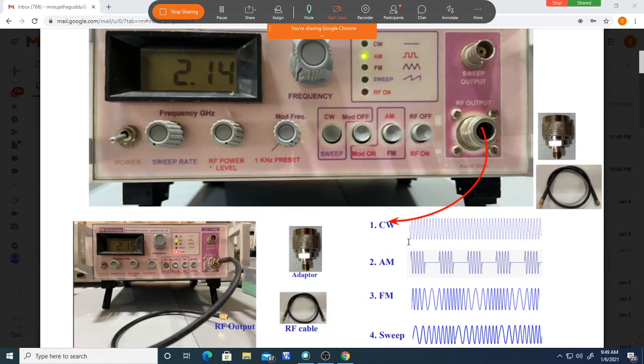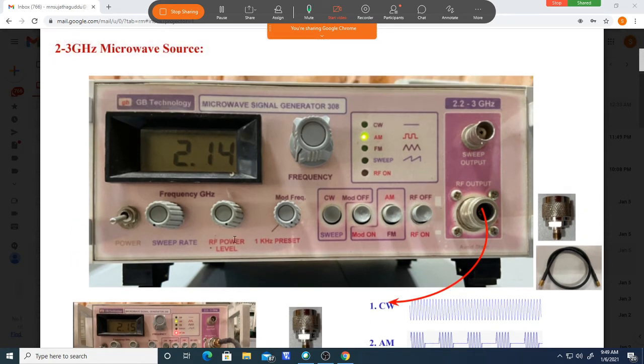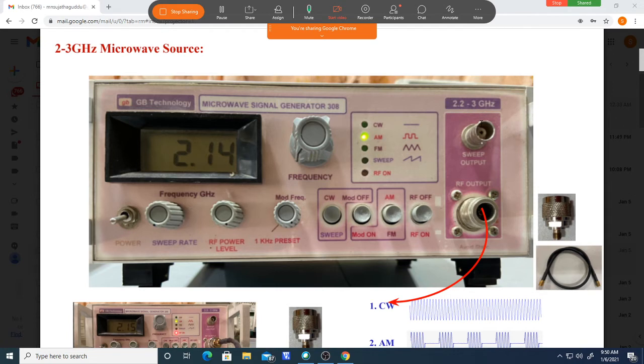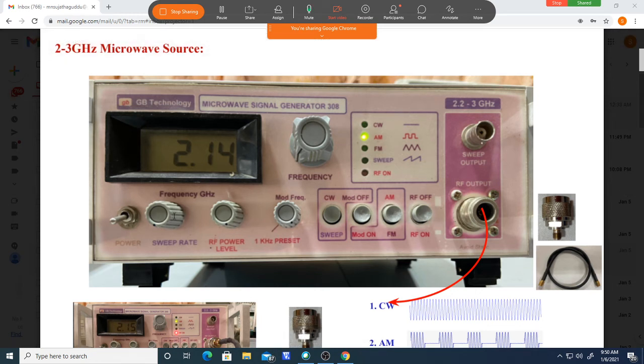Okay, that is the purpose of this knob, RF power level, do not confuse. I think I told about all of this, and this one we are not using. It is for some other application, so I am not telling about this. This also, do not bother. Sweep rate, sweep signal, we are not using, do not bother about that.